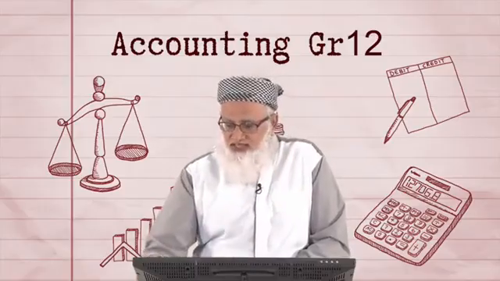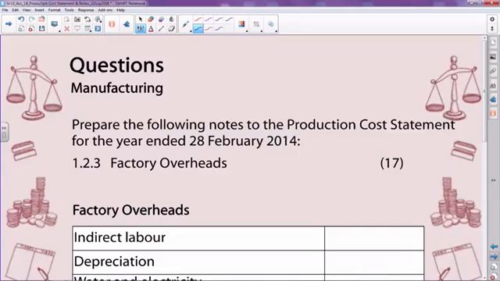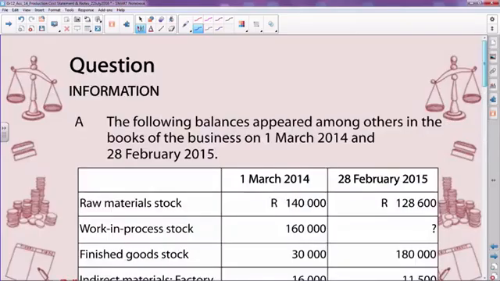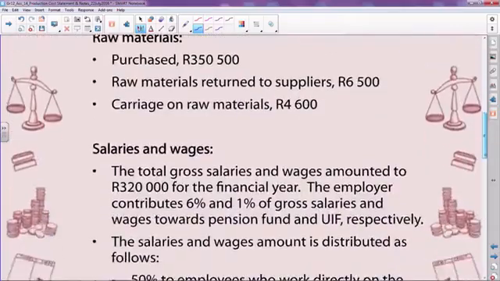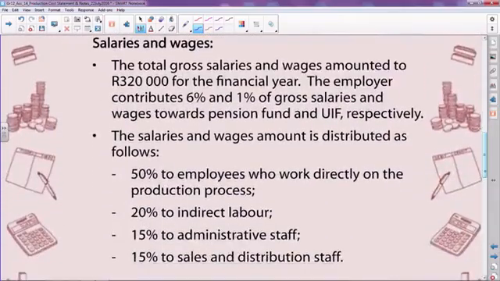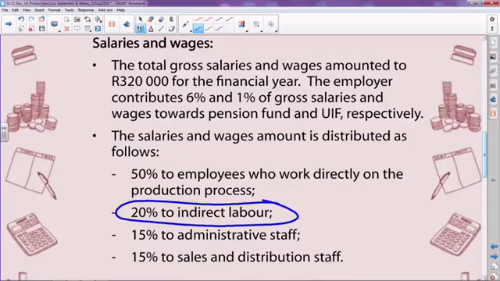Right, we start off by asking ourselves, again, look at your answer book. See, your answer book directs you as to what you need. You need the indirect labor. So, if I want the indirect labor, I need to look at the information. What am I told? 20% of that expense that we had calculated goes to indirect labor. So once again, remember your calculation. Let's do it right here.